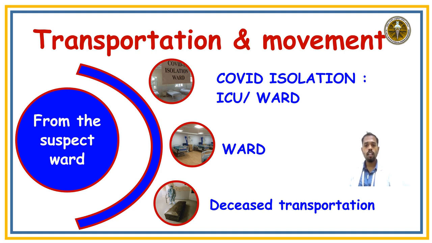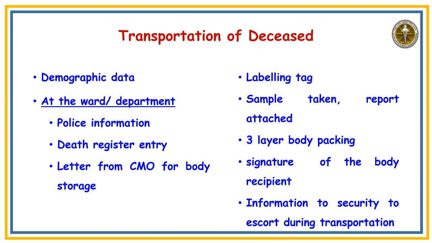The first is COVID isolation, which means an ICU or a ward. Then a patient who gets negative COVID samples can be shifted to the normal ward. Otherwise, the patient or the deceased can be shifted to the mortuary or somewhere else. So here is the transportation of the deceased. For transportation of the deceased, mainly you need to follow the standard operating procedures before shifting the deceased to the mortuary.